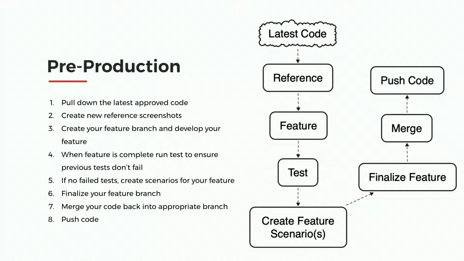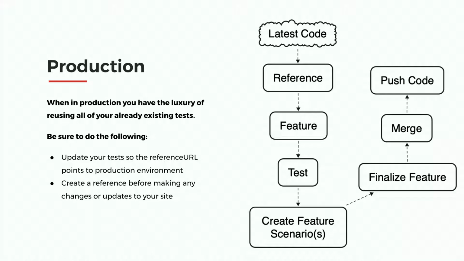When that's good, I make a commit, making sure that I have the Backstop.JS config in there so I can pass it off, and merge that code back into the feature, master, stage, whichever branch you're working on, and push that code up. Then it just sort of starts all over again. From there you can pull and do the same thing all over. Okay. In production, it's basically the same idea.